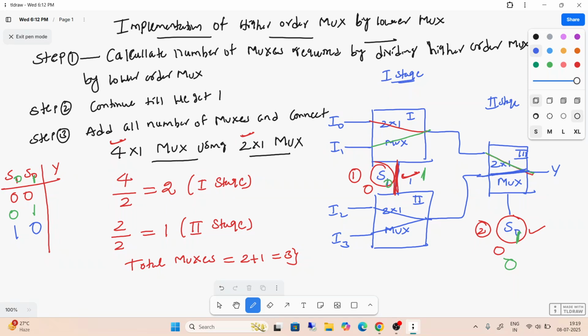For I2 and I3 same, sir. For I2 and I3, they are connected to Y. One second, I will say. Don't worry, one second.